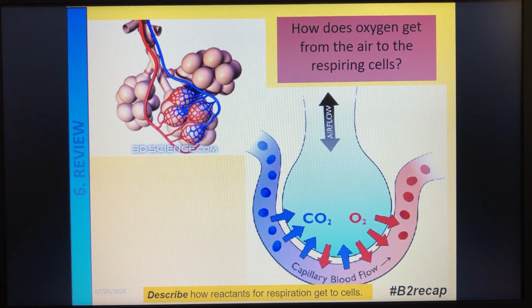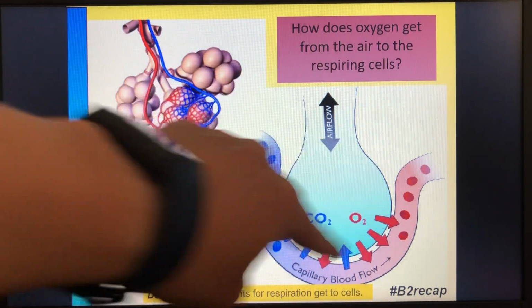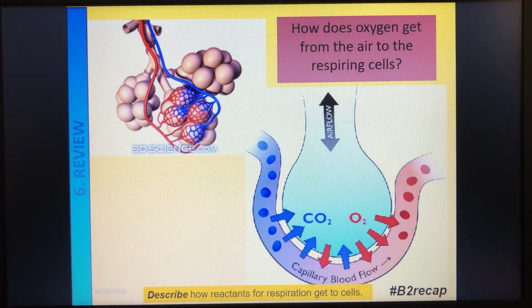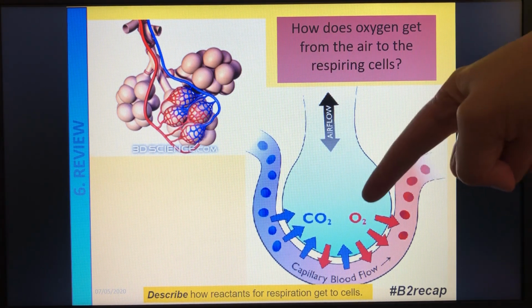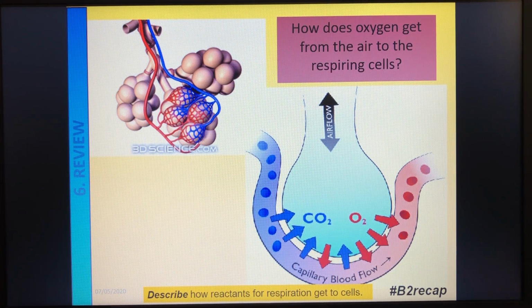When we breathe in, we end up with a high concentration of oxygen in this alveoli. And that moves across by diffusion into that blood capillary because there is a low concentration of oxygen in the blood. It was all used up at those cells that were respiring. And so there's a low concentration in the blood, and that's why diffusion moves that oxygen across.